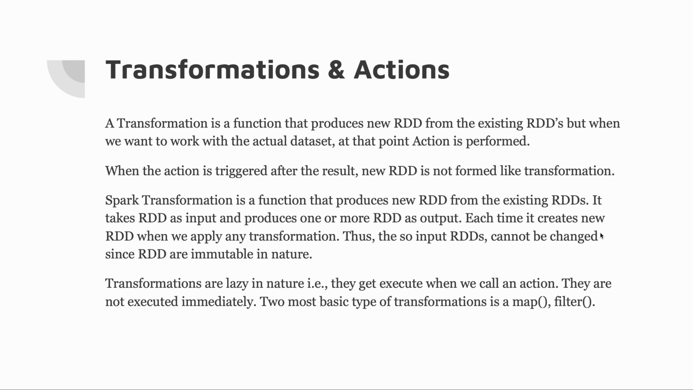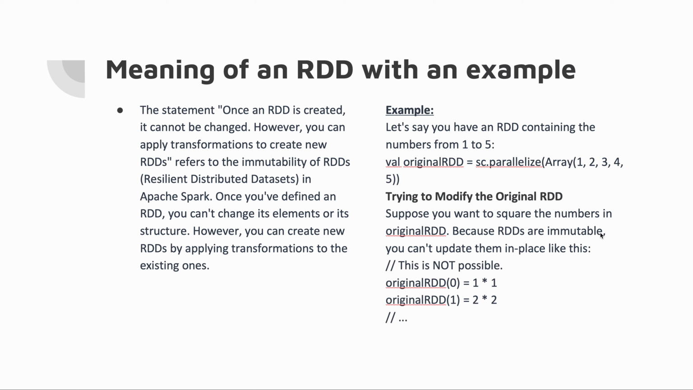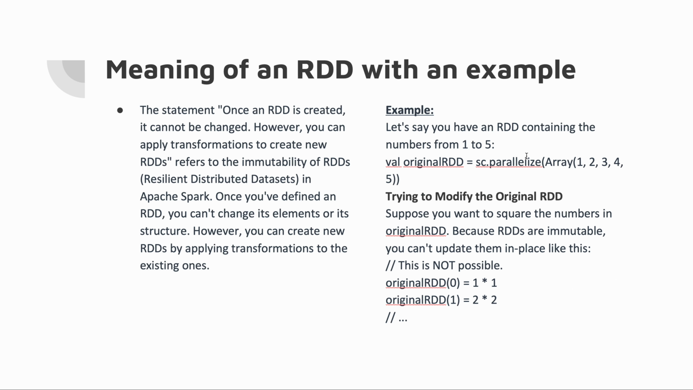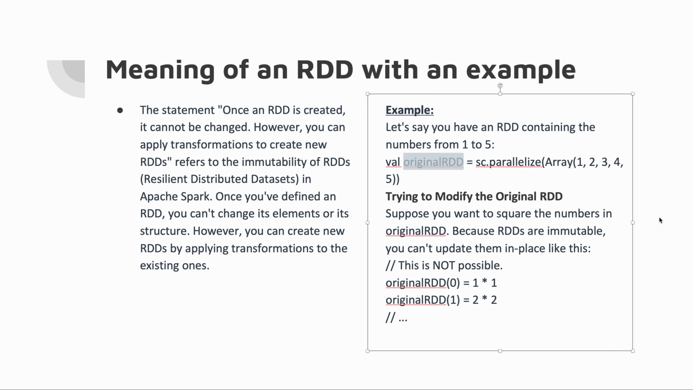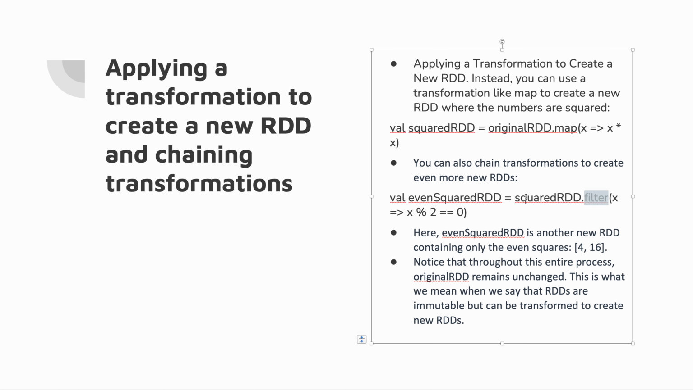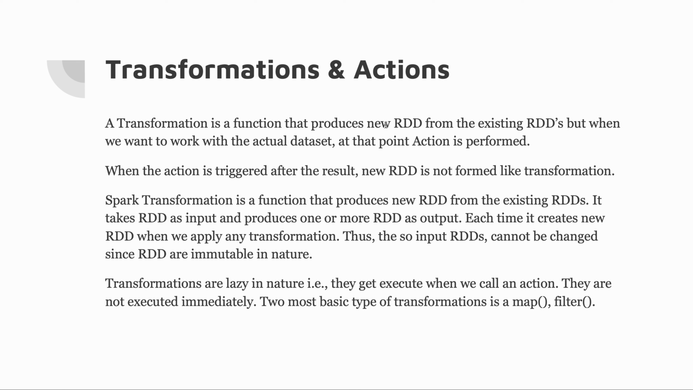We will close this session with this concept: transformations and actions. A transformation is a function that produces a new RDD from an existing RDD. If you remember, in one of the previous slides, I showed you we can chain multiple transformations or manipulations together. We are using the initial RDD that was created to square the numbers, and then using that RDD to do one more transformation. Similarly, we can chain multiple transformations together. So a transformation is a function that produces a new RDD.